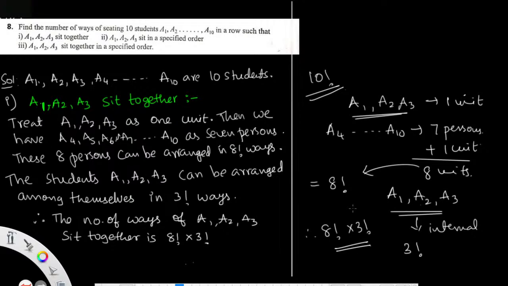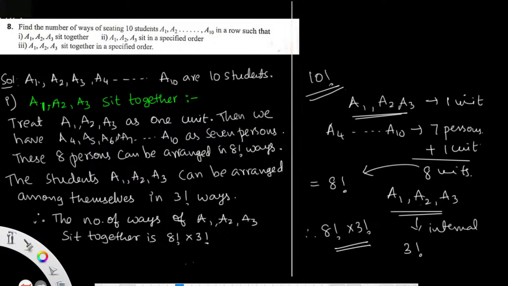The 7th question and the 6th question are both the same. So always come together means treat as 1 unit. Here also, given 10 students, A1, A2, A3 sit together, so treat A1, A2, A3 as 1 unit. The remaining persons are A4, A5, A6, A7, A8, A9, A10. Total 7 persons, and 1 unit of A1, A2, A3. So total units are 8. 8 units can be arranged in 8 factorial ways.